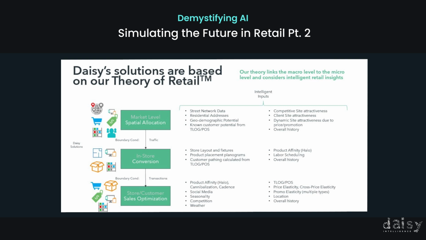And then looking at that store halo optimization, this is using your T-log data to calculate the product affinities. As we said, it's a calculation. We can calculate those associated sales, cannibalization, cadence, all of those that we talked about earlier on.